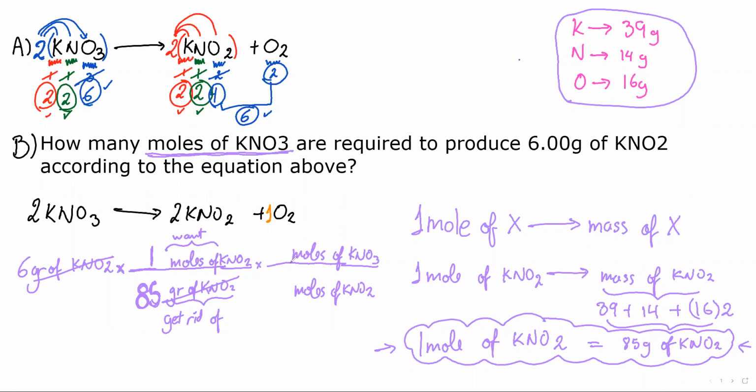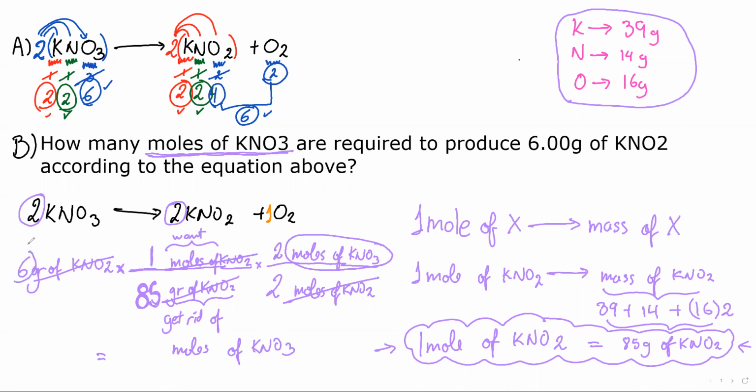Now, what is the relationship between moles of KNO2 and moles of KNO3? You find it right here. 2 moles of KNO2 are going to be produced with 2 moles of KNO3. And again, you cancel out like this in diagonal. And now you're left with moles of KNO3. So this will give you moles of KNO3, right? And then you just do the math.